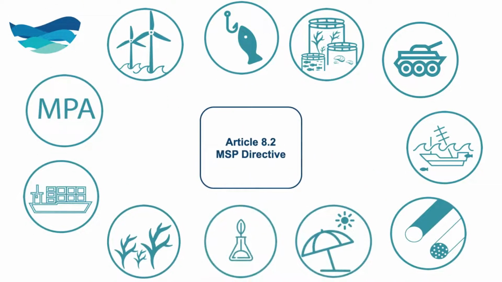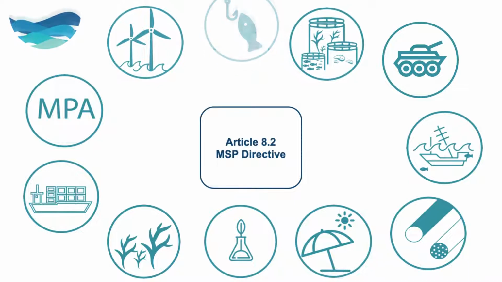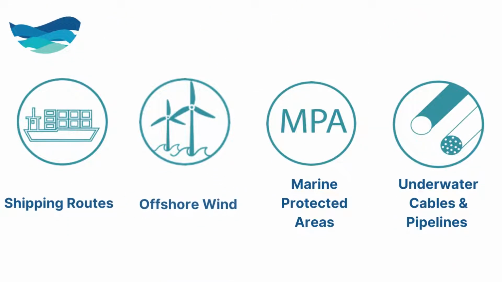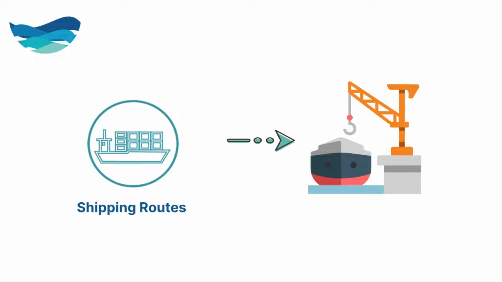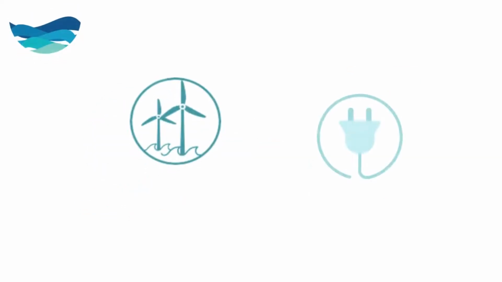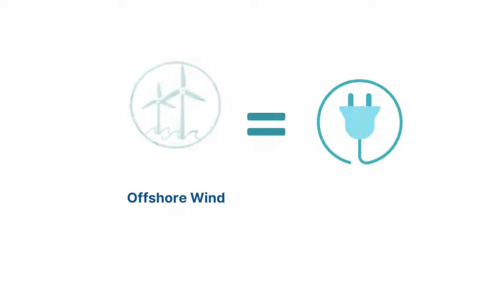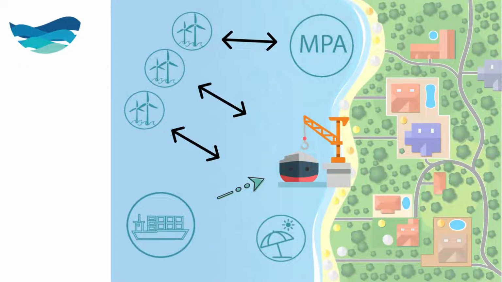Let's take a look at the uses in the MSP directive. Shipping routes, offshore wind, marine protected areas, underwater cables and pipelines can be found in all Baltic states' spatial plans. Shipping routes show the most suitable pathways for freight ships to reach major ports. Offshore wind is an increasingly significant renewable energy source, but shouldn't get in the way of shipping routes or conservation areas important to wildlife or tourism.